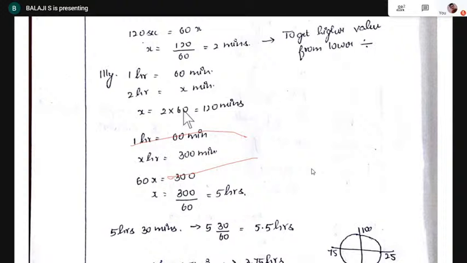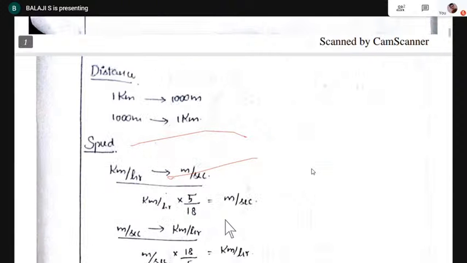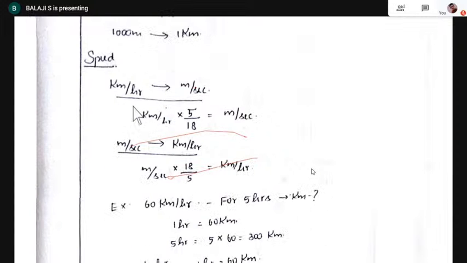For example, 1 kilometer equals 1000 meters, we all know. Then how many meters is 2 kilometers? Just multiply 1000 into 2, which is equal to 2000 meters. And this is very, very important when we come to speed. Here, you see, speed is what? Speed equals distance by time taken.